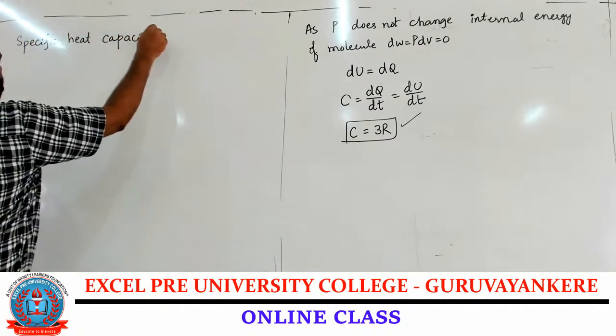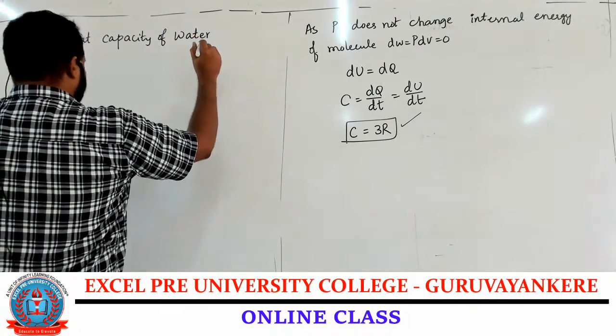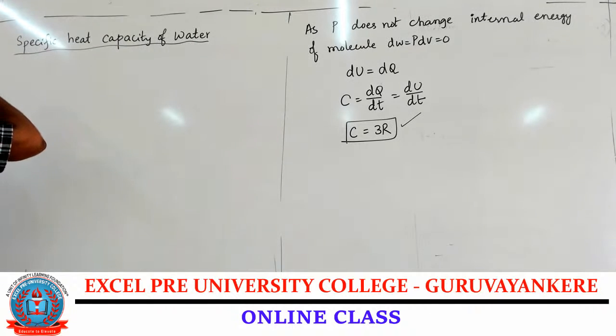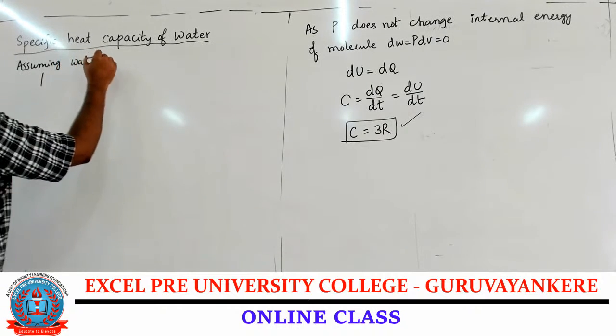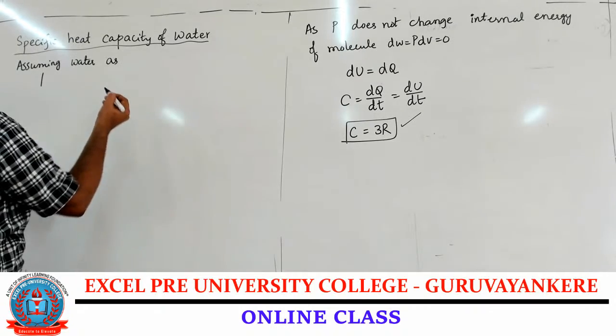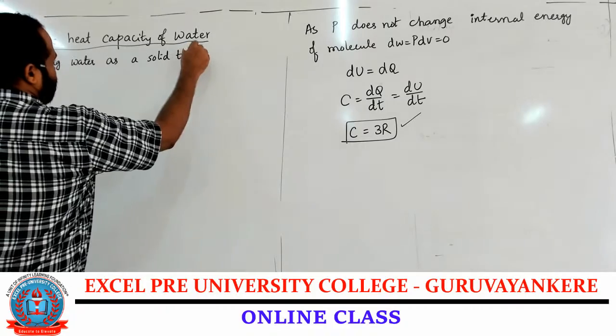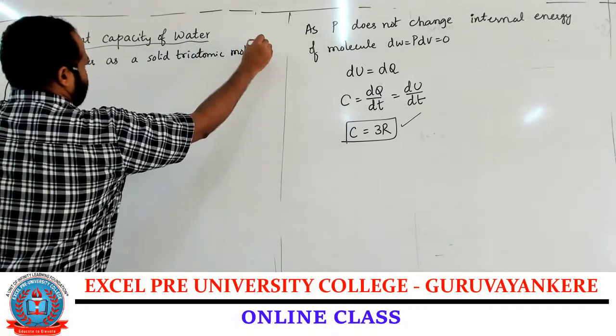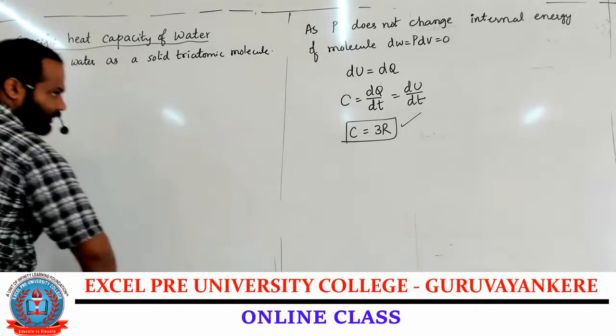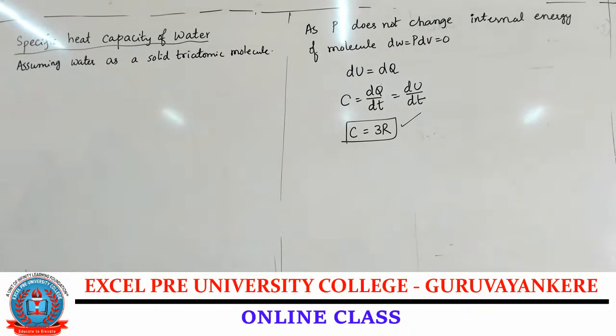Now, specific heat capacity of water. Assuming water as a triatomic solid molecule, because it is H2O, because of its configuration, the number of degrees of freedom is 6. So it contains 3 atoms.